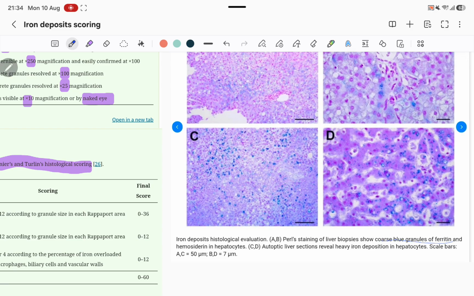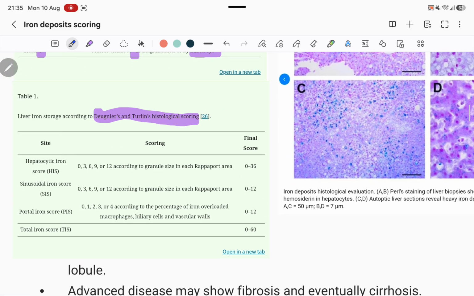Okay, coarse blue granules of ferritin and hemosiderin in the hepatocytes. C and D autoptic liver sections reveal heavy iron deposition in hepatocytes. I think they have a scale in there, which I'm not really sure how we can use it, but I think that with this Dugner's and Turlin's histological scoring, this will be useful to score with the millimeters, I mean micrometers at this point.